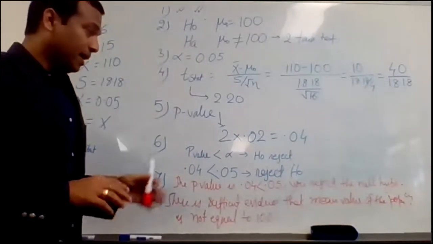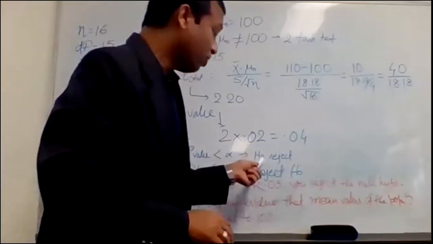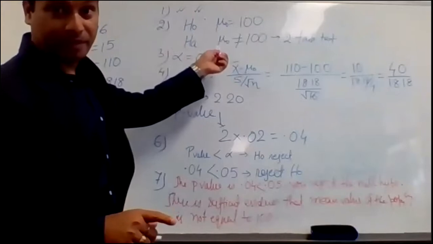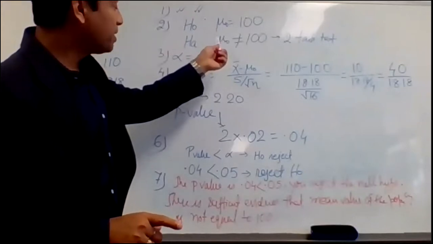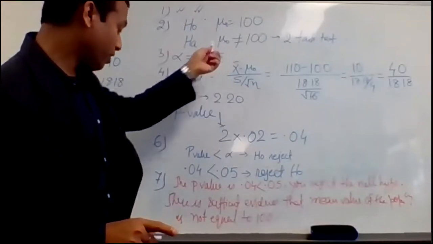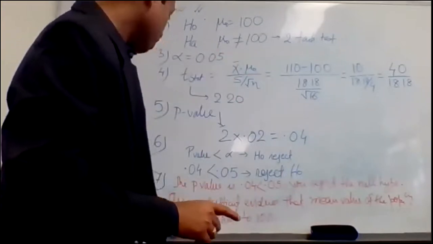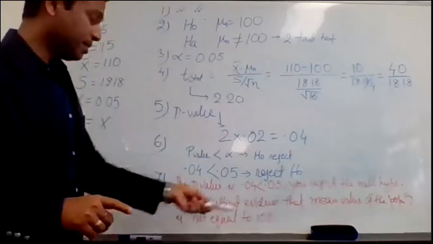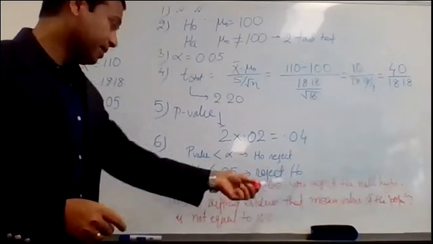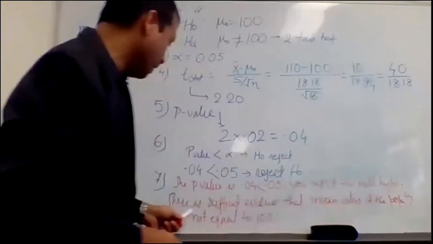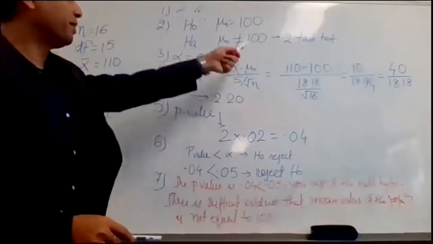Yeah. And since you are rejecting the H0, that means you found support for the alternative one. So what is the alternative? Alternative means you found the claim or evidence for the mean value not equal to 100. That is the same thing I'm writing in the sentence: there is sufficient evidence that the mean value of the population is not equal to 100.